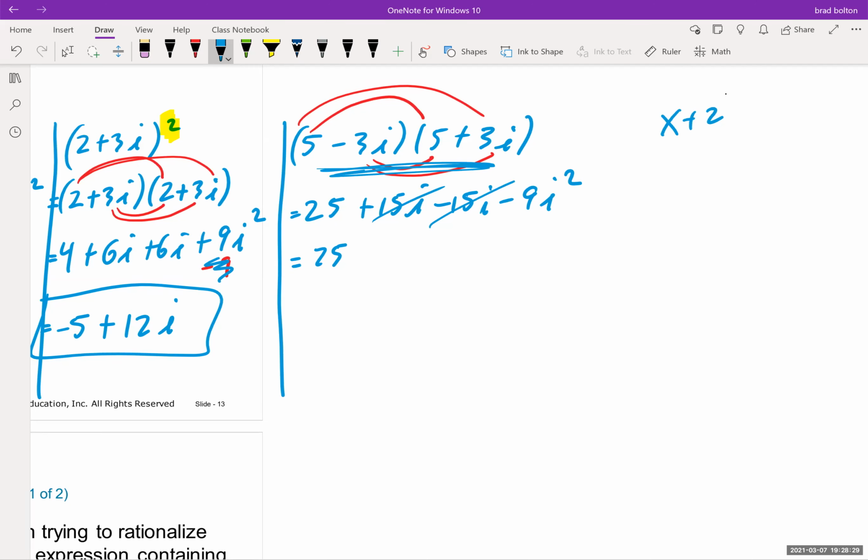Now these nicely cancel, and that's because these are called complex conjugates. Remember when you have x plus 2 times x minus 2, this was the difference of squares, the middle terms would cancel. And so you didn't have to account for them when you FOILed. They would always cancel each other out. We have something called complex conjugates where that happens as well. And the nice thing about complex conjugates is in general, you end up with a real number because this negative 9i squared is going to become plus 9. So we end up with 34.